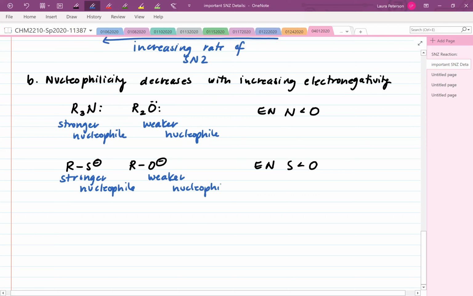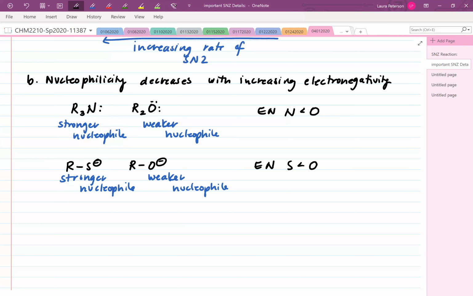So notice here, even though we're comparing atoms in the same group, we are using electronegativity. Electronegativity ends up being more important than polarizability when we're talking about nucleophilicity. We're really just going to say, the less electronegative an atom is, the more nucleophilic it is. And you might notice, when I was comparing the nitrogen to the oxygen, they had the same charge. And when I was comparing the sulfur to the oxygen, they had the same charge. So when you're comparing electronegativity, you need to be comparing species of the same charge.